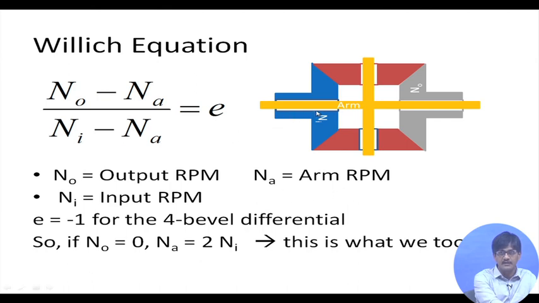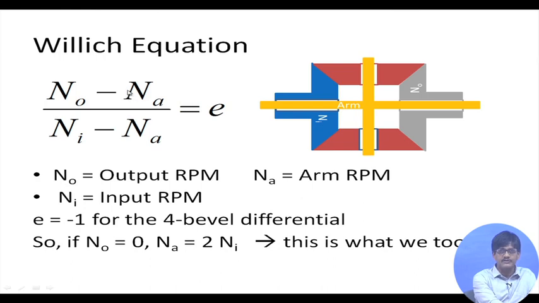Now, what are we trying to do? We are saying that at that time we had roughly estimated the rotation of the arm by a thumb rule method. We can use the Willis equation in order to actually calculate what will be the arm rotation if one of them is held steady. Suppose this Ni is equal to 0 and No is equal to some particular value. The arm rotation in our numerical problem was the output.